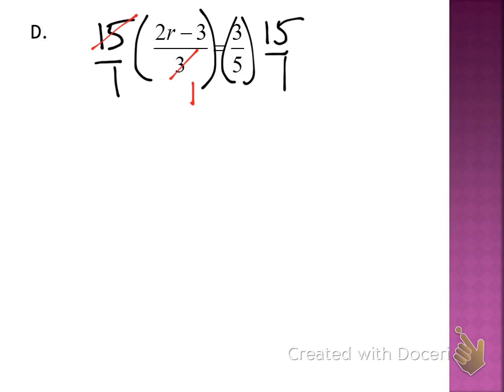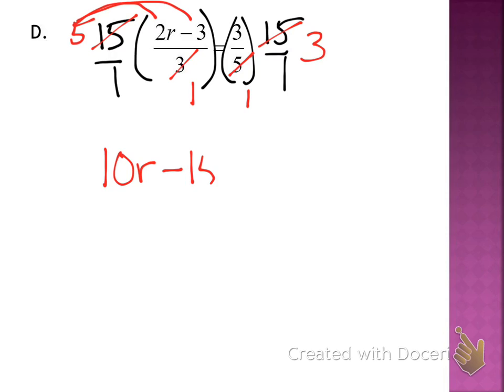So that'll become a 1. That'll become a 5. This will become a 1. This will become a 3. Now, the big deal on the left side is that it's not just the 2r that's being multiplied by that 5. It's both of those. So make sure you're distributing that 5. So 5 times the 2r is 10r. Minus 5 times the 3 is 15. And then equals on the right side, 3 times 3 is going to give us 9.